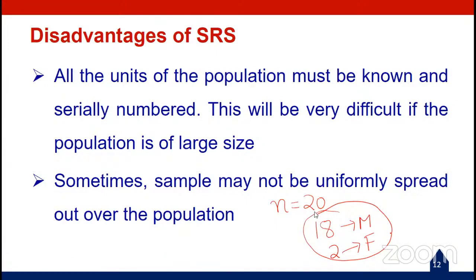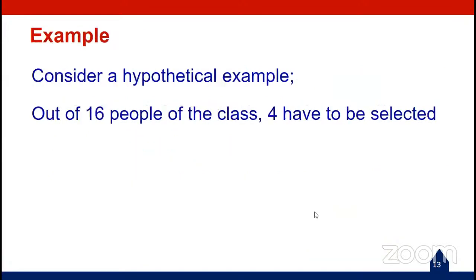So I will next proceed to the next sampling method. Again, we'll start with an example, with which I will demonstrate the next random sampling method. Assume, it's a very hypothetical example, not a real example, that there are 16 students in a class. And out of these 16, we need to select 4 of them.